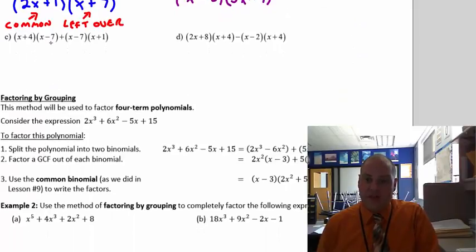What was common here? We said x minus 7 was common. Take out an x minus 7. What's left over? Well, there's going to be a lot left over. So x plus 4 is left.